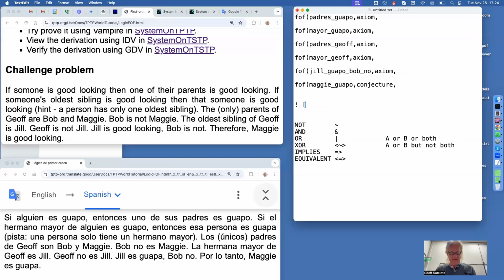Saying for all C, I'm writing in my language, okay? You say, then, good looking C implies, you have that, correct? Yeah. Now you want to say one parent or the other.